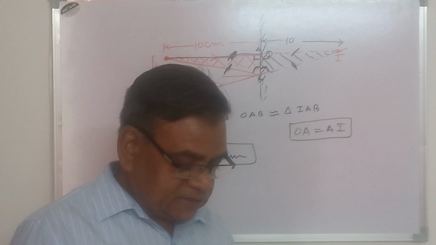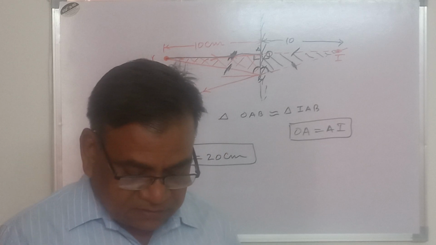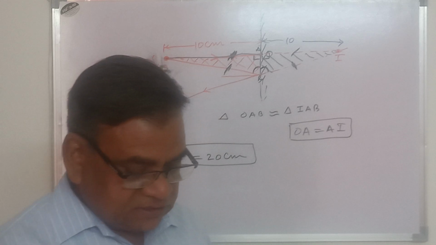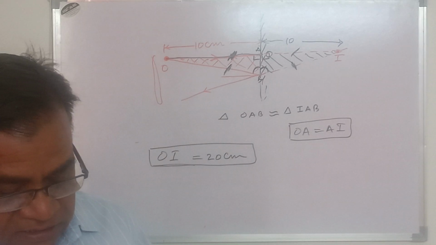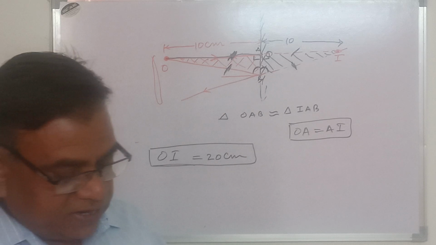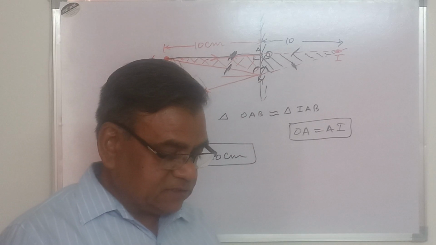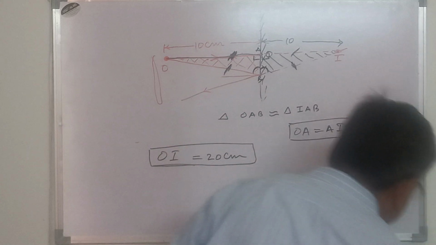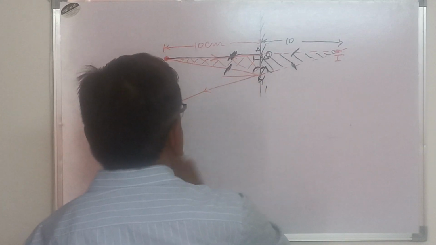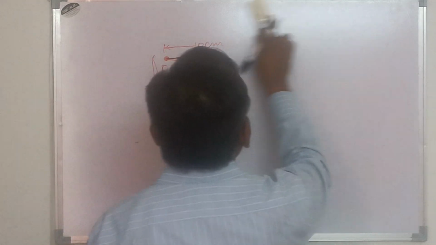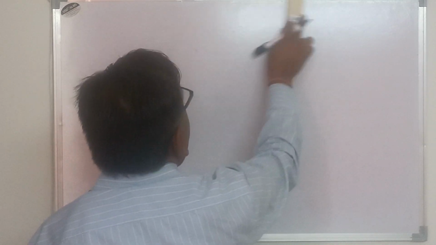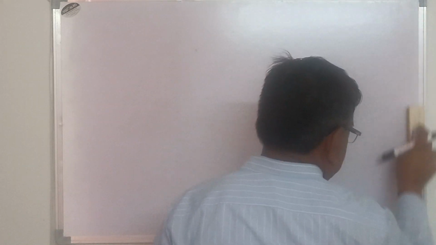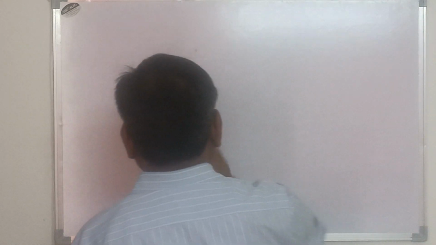A ray of light strikes a plane mirror such that its angle of incidence is 30 degrees. What angle does the reflected ray make with the mirror surface? Very interesting, very easy question, but very interesting. Your concept will be clear, and these small things will help you to solve the typical questions.